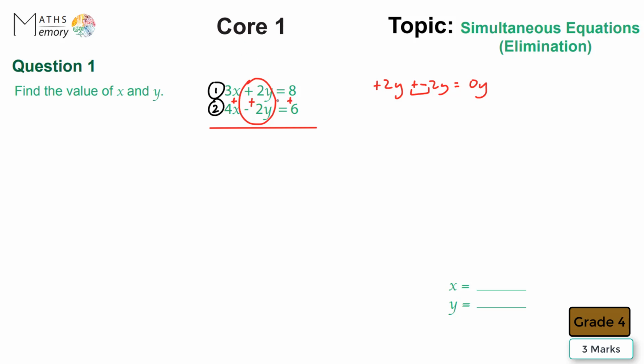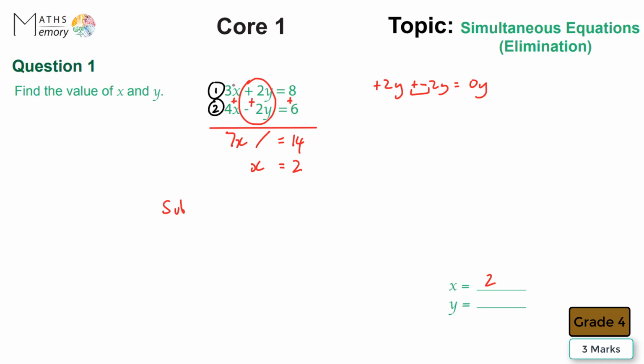Let's add all the 3 columns respectively. 3x plus 4x is going to give us 7x. And 2y plus minus 2y will give us 0y. 8 plus 6 is going to give us 14. x is simply going to give us an answer of 2. So x is 2. Let's do the second step now.